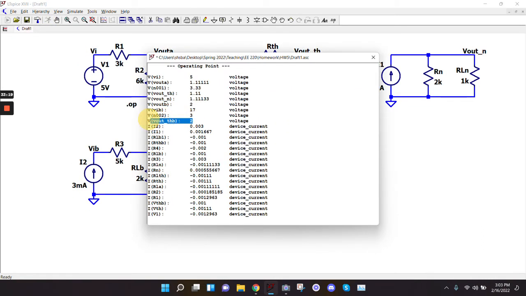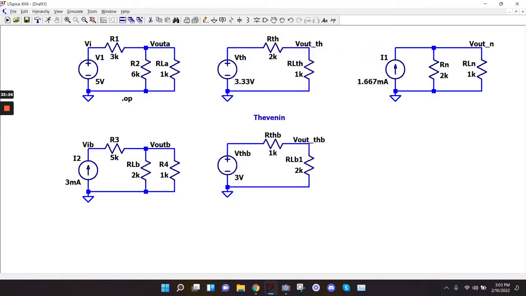V out Thevenin B is 2, V out B is 2, so they match. So that means that my Thevenin circuit's correct. Good with everybody? Yes. So when you're taking that Thevenin, do you have a current source?